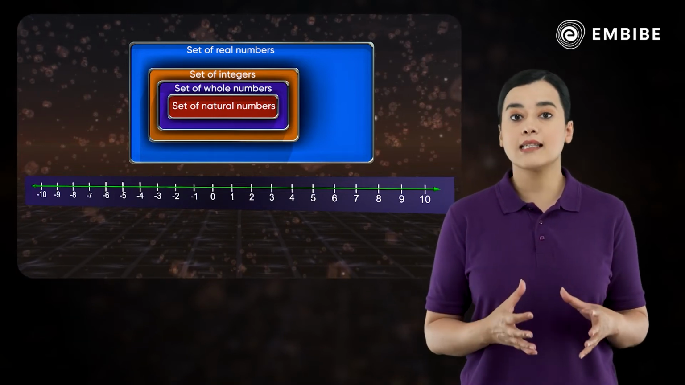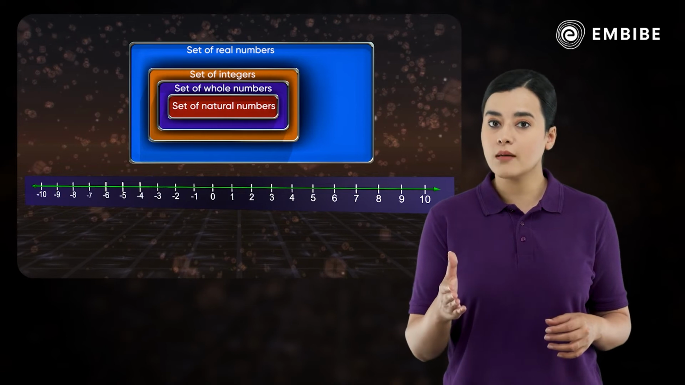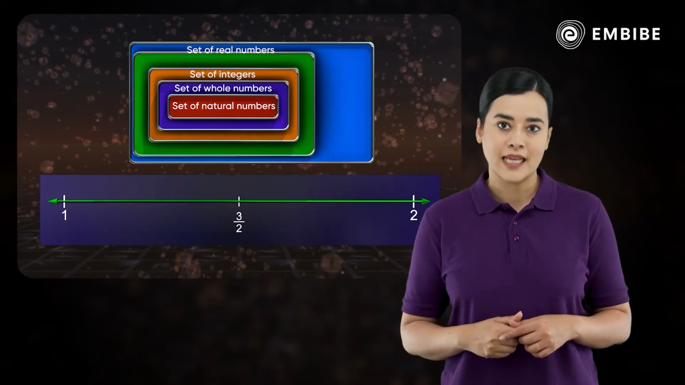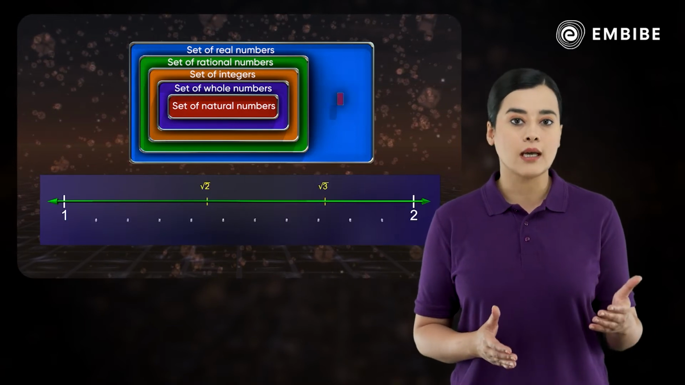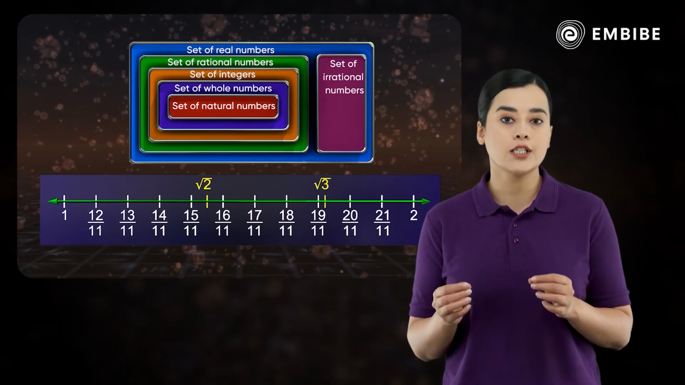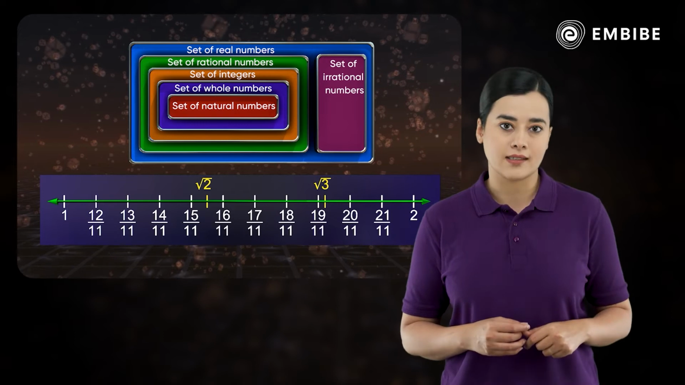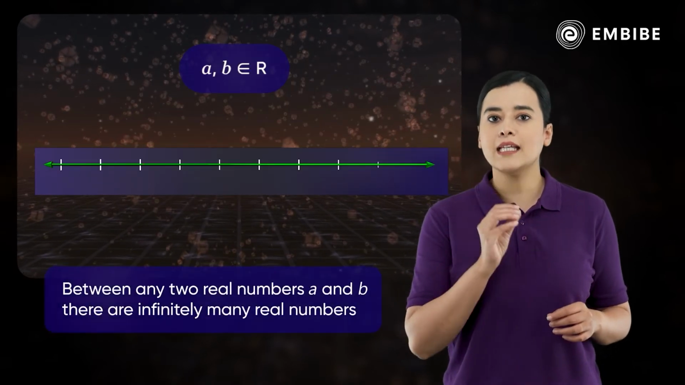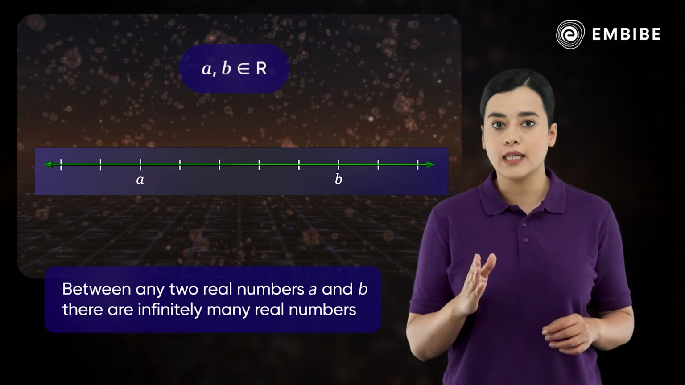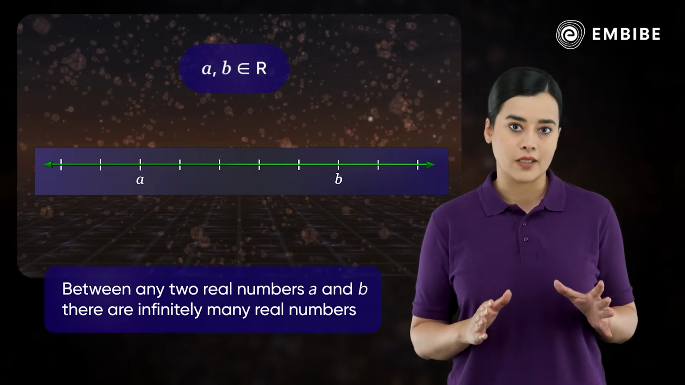But does the set of real numbers include only these numbers? No. There are infinite rational numbers and irrational numbers between any two integers which are also real numbers. Not just between any two integers, between any two real numbers A and B, there are infinite real numbers.